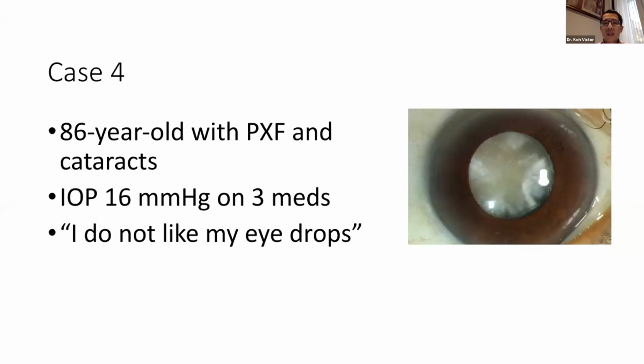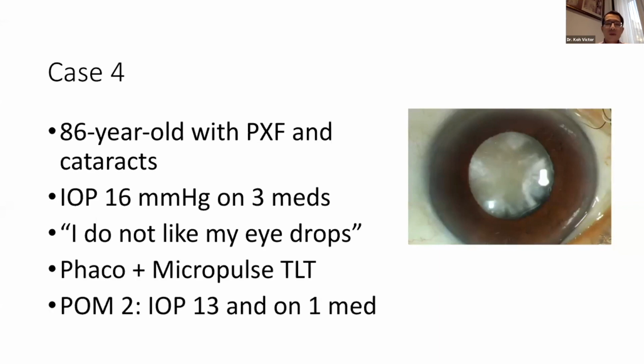Now, if you were to do just cataract surgery, that might reduce the pressure slightly, with a lower chance of getting him off the medication. And so I thought, shall we do a combined phaco with MicroPulse TLT? And this is the short-term result, post-op month 2, pressure of 13 and on 1 medicine. Unfortunately, I couldn't follow up the patient as COVID hit us, and we couldn't get the patient back for his follow-up yet. But at least at month 2, the pressure is 13 and it's on 1 medicine, and the patient is pretty happy.